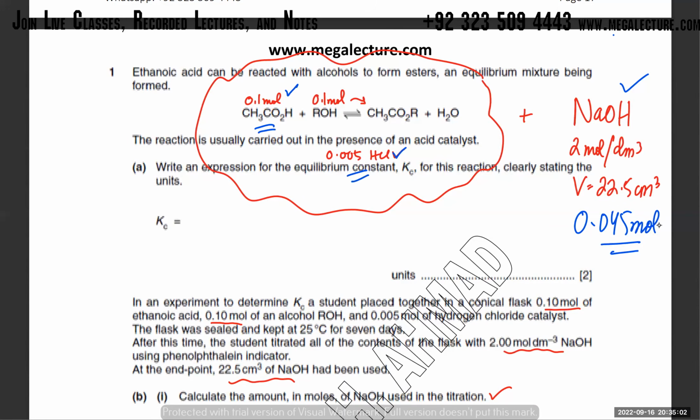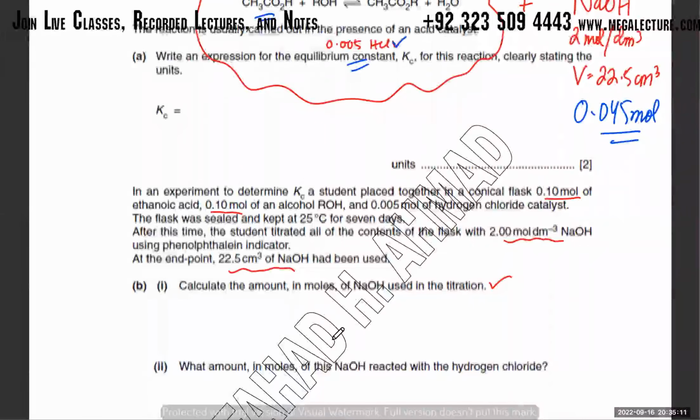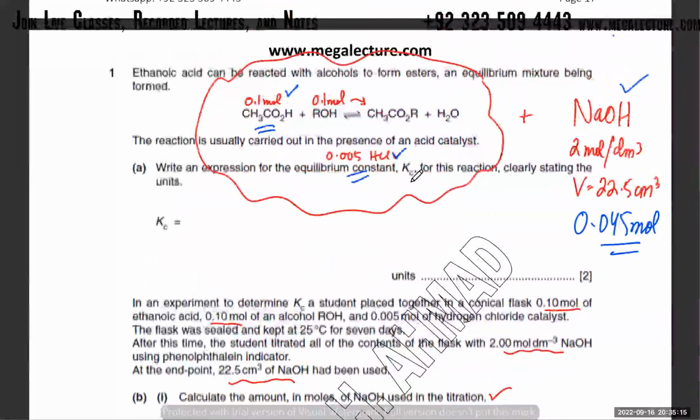इन दो चीजों के साथ react करेगा. Is that clear? It's not going to react with the alcohol. It's not going to react with the ester. It will react with the acids. There are 2 acids present. So he's saying what amount in moles of this NaOH reacted with HCl? That's the next question. So HCl के moles तो change नहीं होंगे ना?